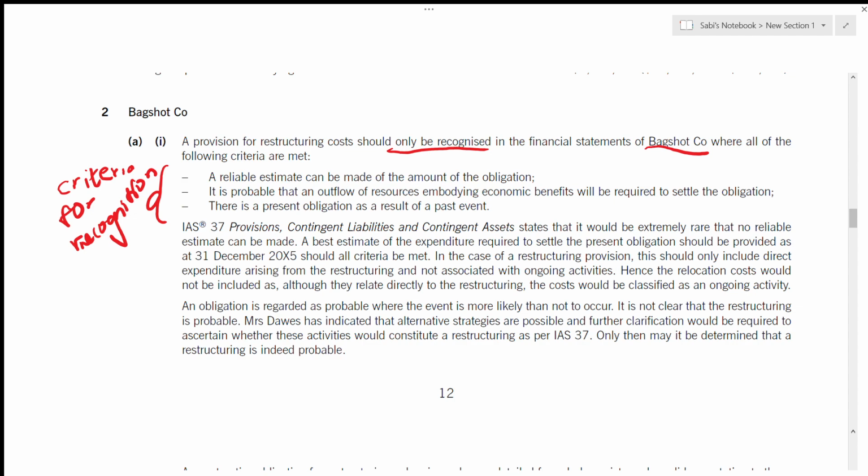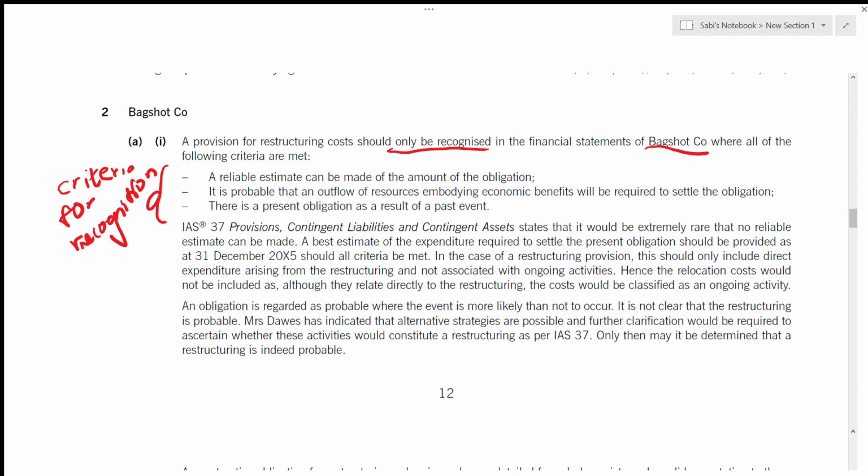Without that, you are going to lose marks. You're going to throw away marks, and these are very easy marks. Trust me. So a provision for restructuring cost should only be recognized in the financial statements of Backshot Company where all of the following criteria are met. Not just one. All three criteria need to be met. Now you will list them one after the other.